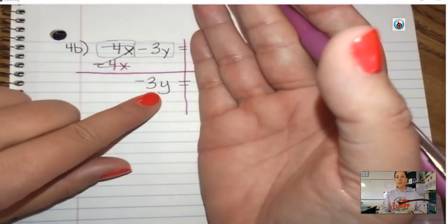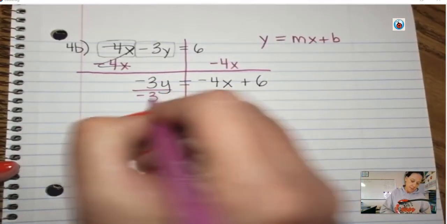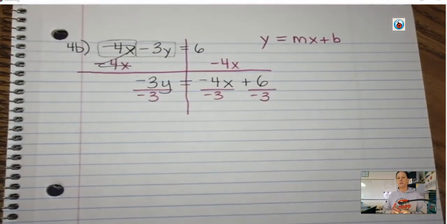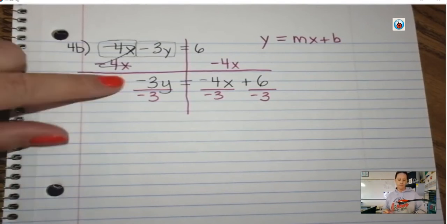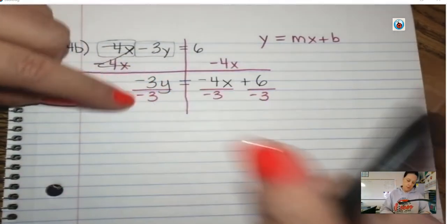I want to get rid of multiplying by -3. So to undo multiplication, I divide. If I divide to one side, divide everything on the other side. That's the division property of equality. Make sure you're dividing by -3, not +3. Okay, -3 divided by -3 is 1. So I have 1y.